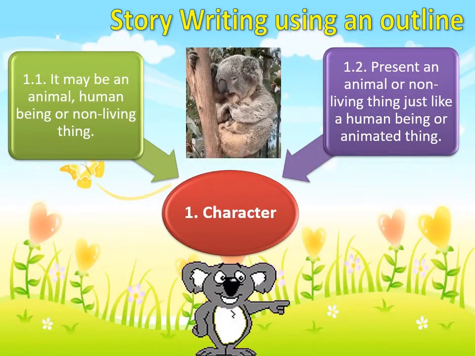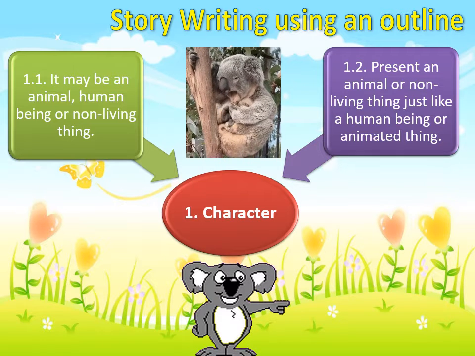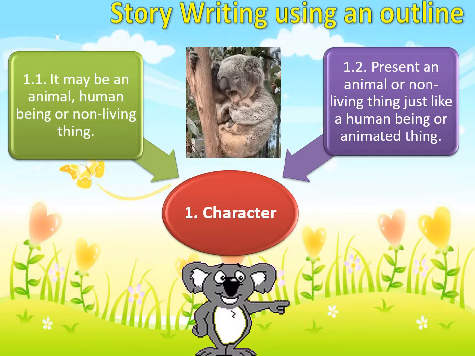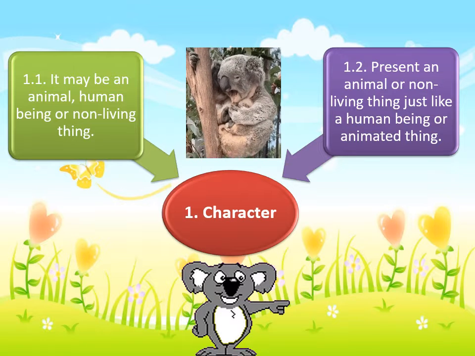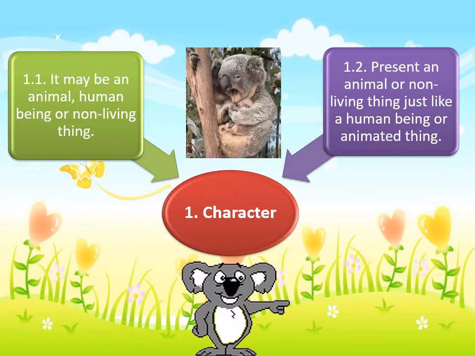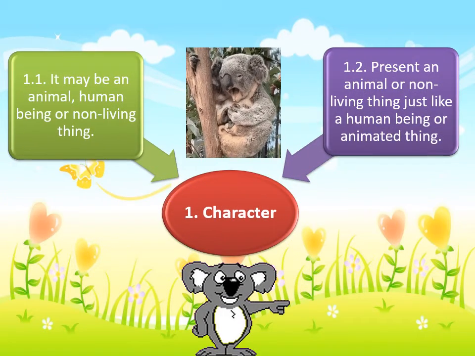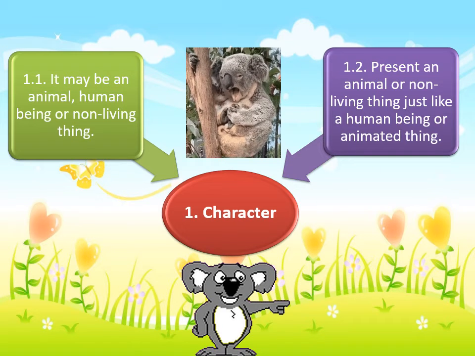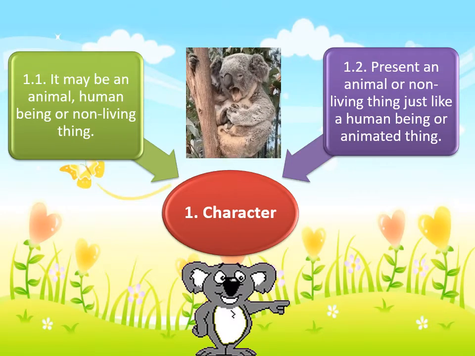Let's discuss in detail about the character, the first element of story writing. The character may be an animal, human being, or non-living thing in a story. When you present an animal or a non-living thing in a story, just present it like a human being or an animated thing. Describe the actions of a non-living thing or an animal just like that of the human being.